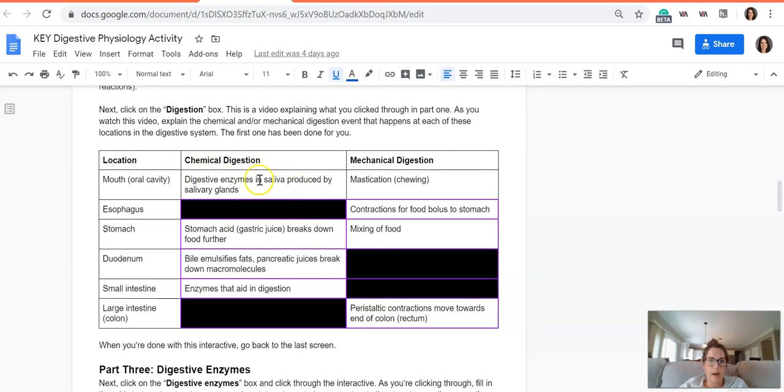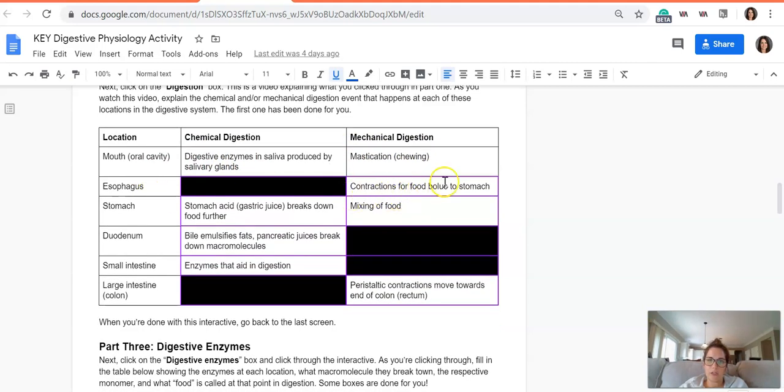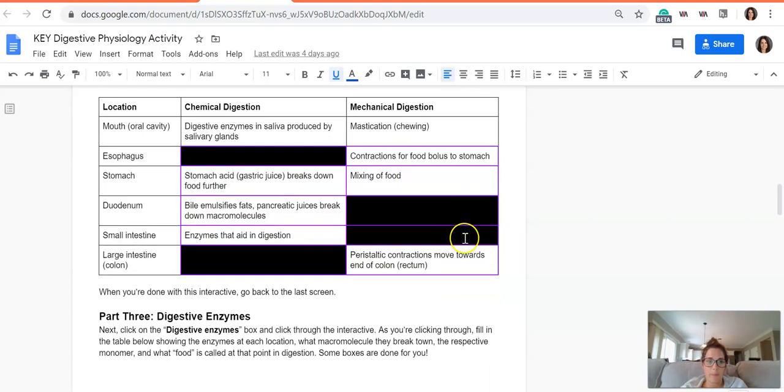In the mouth, chemical digestion, you have different enzymes in your saliva produced by the salivary glands. And then mechanical is mastication. Esophagus is just mechanical. It's the contraction moving the food bolus, which is what the food is called at that time, to the stomach. Stomach acid is chemical in the stomach. This is also called the gastric juice. And for the mechanical, there's also a little bit of mixing of food because you have a layer of smooth muscle that surrounds your stomach.